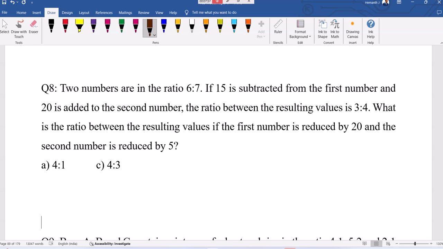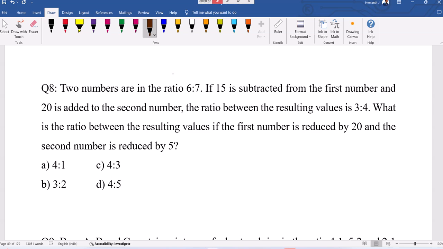Right, so two more options, sir. I'll give the options now. No issues. 4 is to 1, 4 is to 3, the other one is 3 to 4. The other two options are 3 and 2, four and 5.